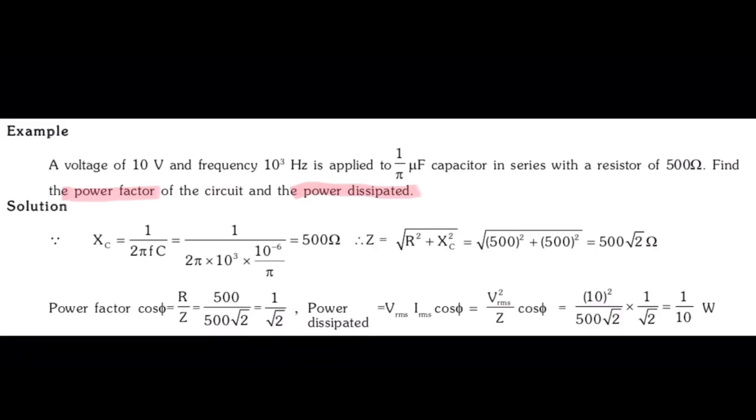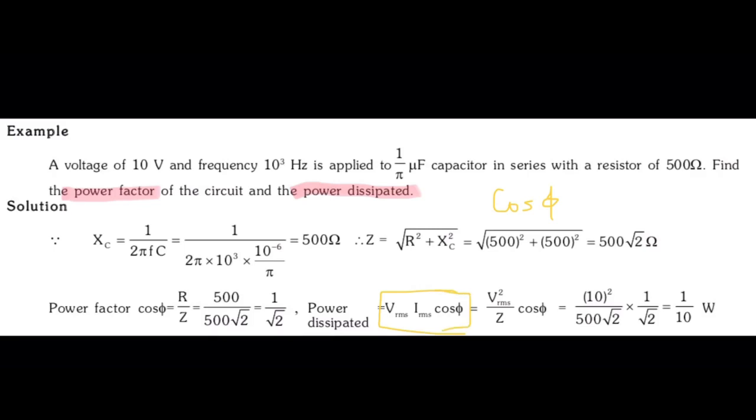in this particular stream. The question is, a voltage of 10 volts and frequency 1000 hertz is applied to a 1 by pi microfarad capacitor in series with a resistor of 500 ohms. Find the power factor of the circuit and the power dissipated. So we should know the formula. Power factor is simply cos phi. That's fine. Power dissipated is Vrms Irms cos phi.